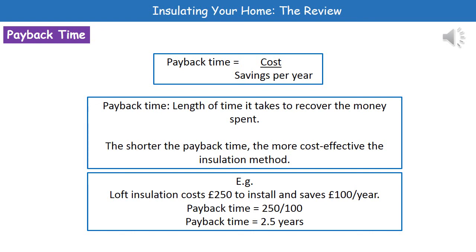What we're looking for ideally is a nice short payback time, because the shorter the payback time, the more cost effective the insulation method actually is. I've given you an example at the bottom there: loft insulation costs £250 to install, and that will save £100 a year. To work out our payback time, all we've got to do is cost divided by the savings per year. So 250 divided by 100 gives us 2.5 years to have made back our money. So this one is a very cost effective insulation method.